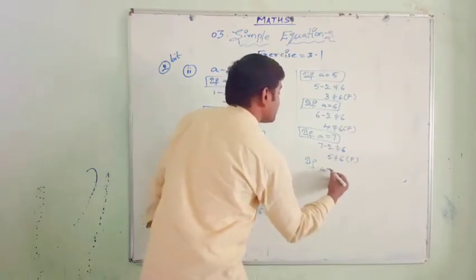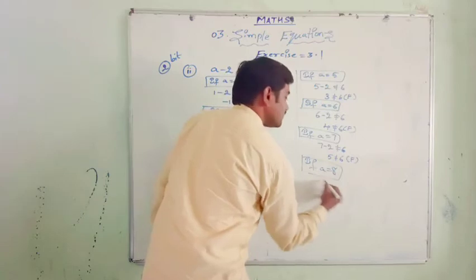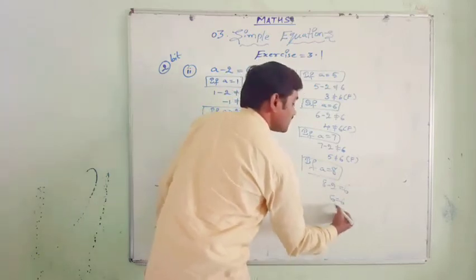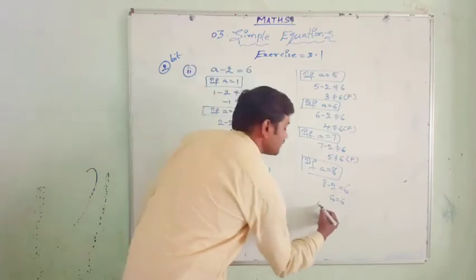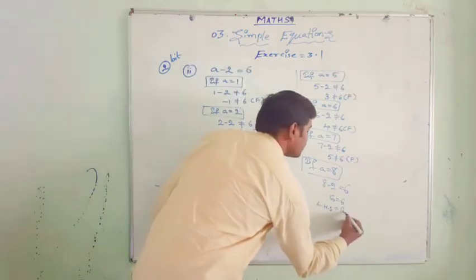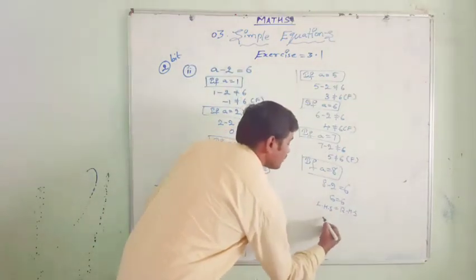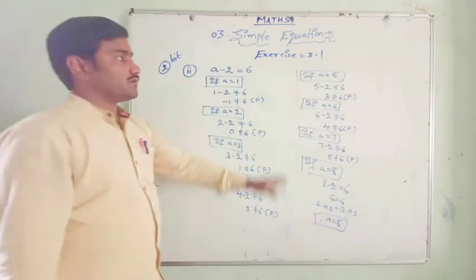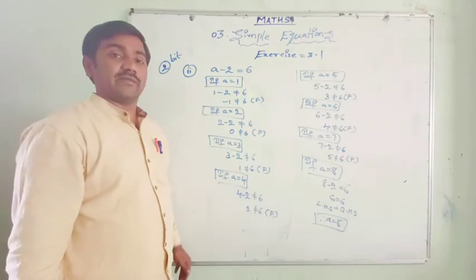But if a equal to 8, then 8 minus 2 is equal to 6. That is 6 equal to 6. You got LHS equal to RHS now here. LHS is equal to RHS in this case. So therefore a equal to 8. This is called the trial and error method.